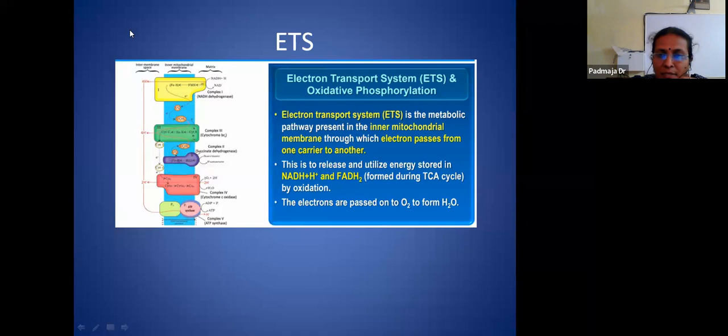This electron transport system is the metabolic pathway present in the inner mitochondrial membrane through which the electrons pass from one carrier to another carrier. The moving of these electrons from one carrier to another is to release and utilize the energy stored in the NADH2 and FADH2. These are the products that are formed during glycolysis and the Krebs cycle. They are NADH2, FADH2. By oxidation, the electrons are passed onto the oxygen to form water.